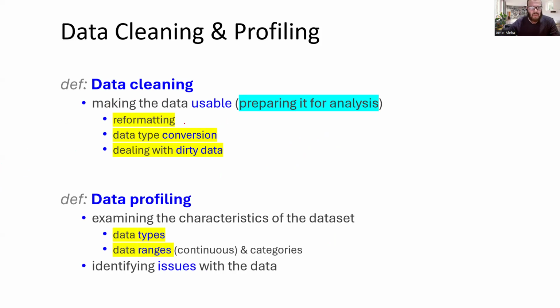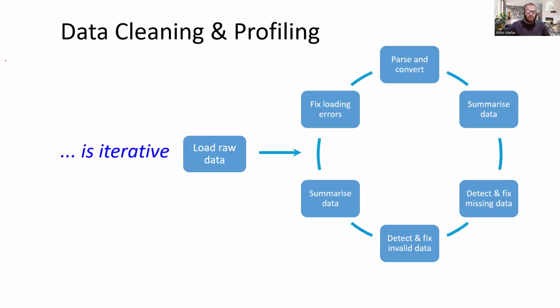For the data cleaning, we're going to do the formatting, the conversion, and dirty data we're going to get rid of. The profiling with data type, we need to understand the data type and data range, especially when it comes to the continuous and categories. We're going to discuss this more and more. And this is the cycle of the data profiling and the data cleaning. This is just a cycle.